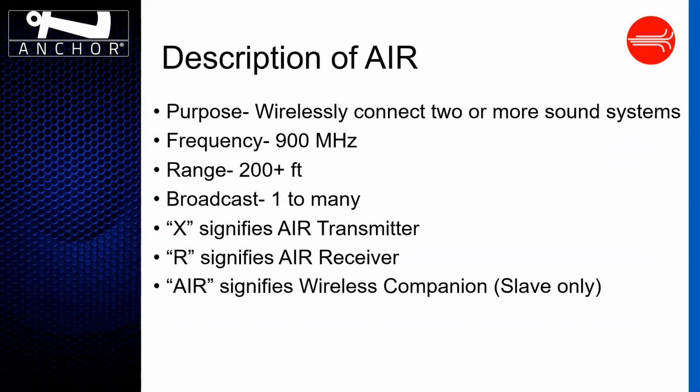So, starting off with the AIR. The purpose of the AIR is to wirelessly connect 2 or more sound systems together. Before the AIR, you had to use a 50 or 100-foot cable to bring 2 systems together. Now you can transmit that signal wirelessly. It's used on the Bigfoot, Beacon, Liberty, Go-Getter, and Mega.